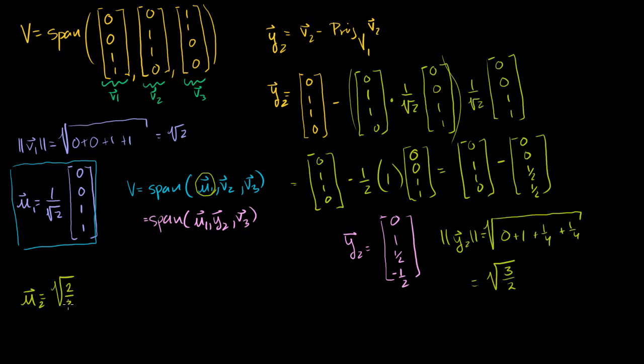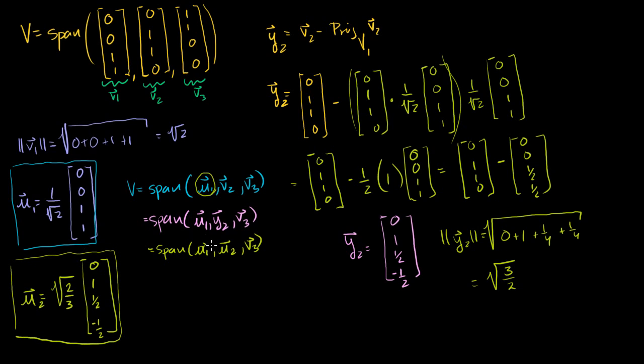So it's the square root of 2 over 3 times y2, times this guy right here, 0, 1, 1/2, and minus 1/2. And so this span is going to be the same thing as the span of u1, u2, and v3. And there's our second basis vector. And we're making a lot of progress. These guys are orthogonal with respect to each other. They both have length 1. We just have to do something about v3. And we do it the same way.